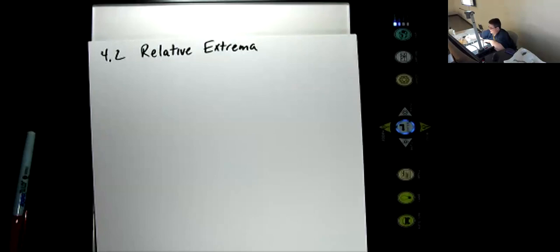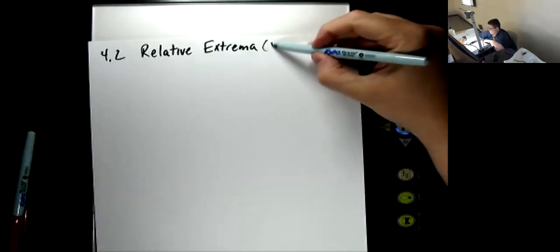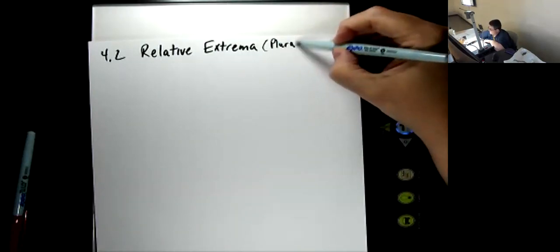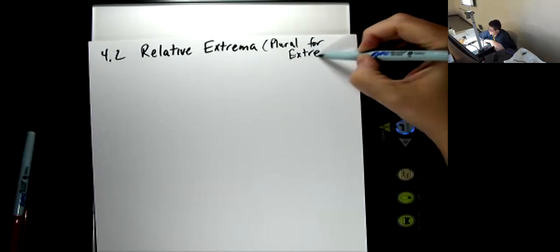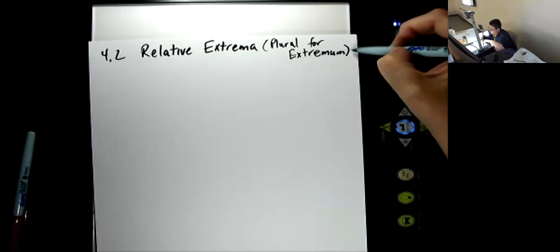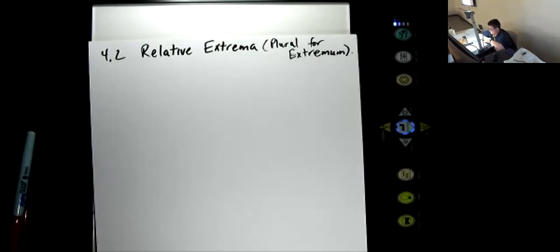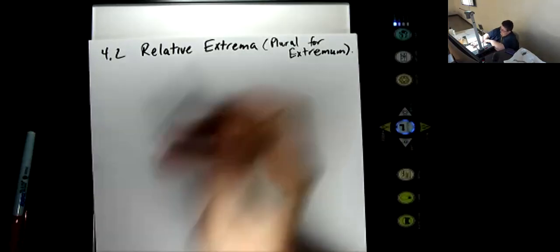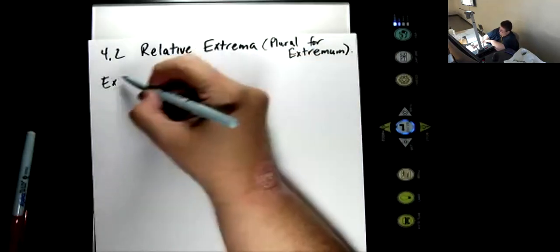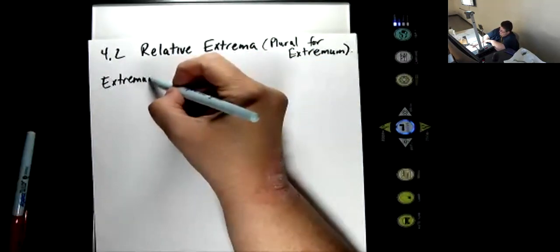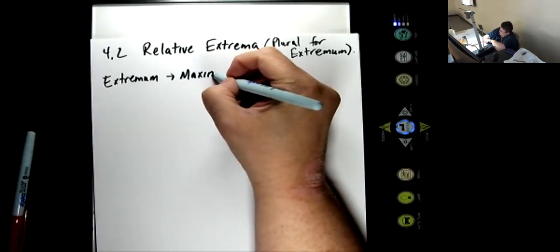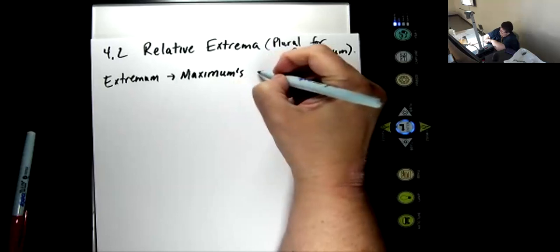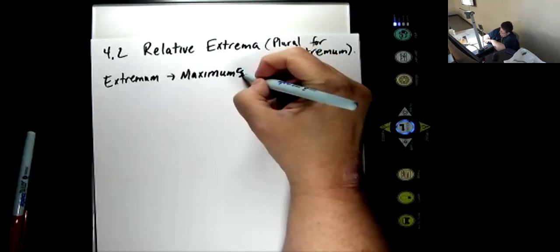Extrema is plural for extremum. And extremums are maximums and minimums. That doesn't have an apostrophe there.